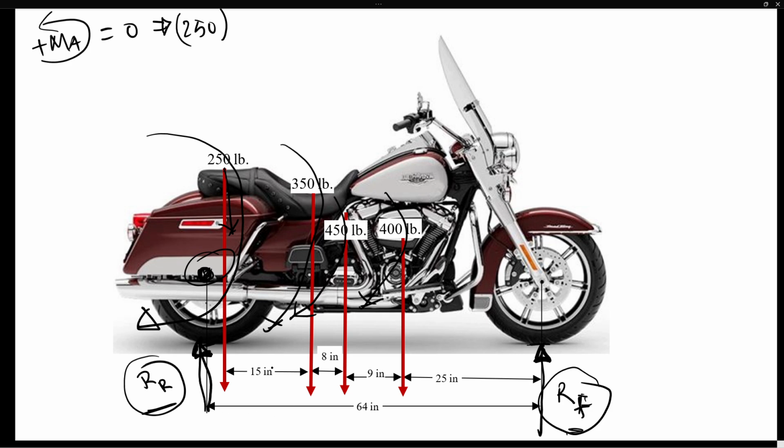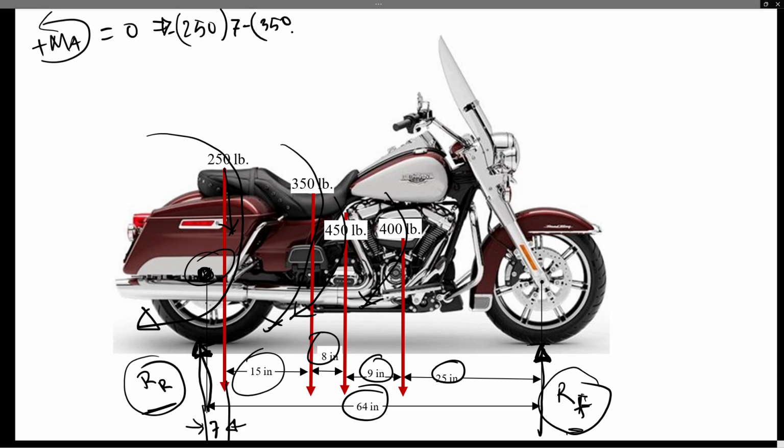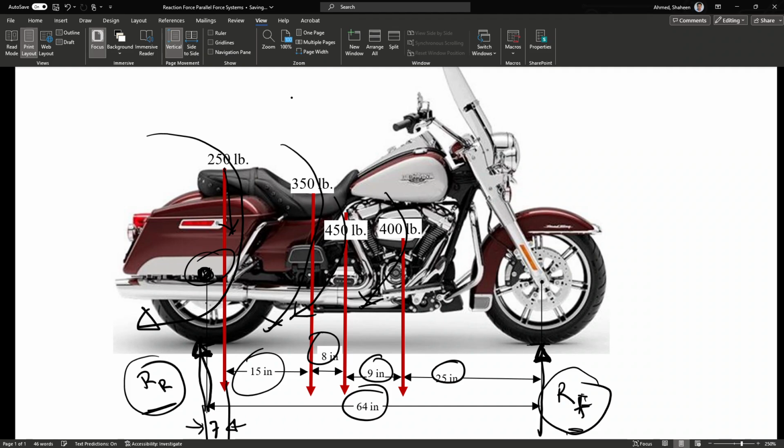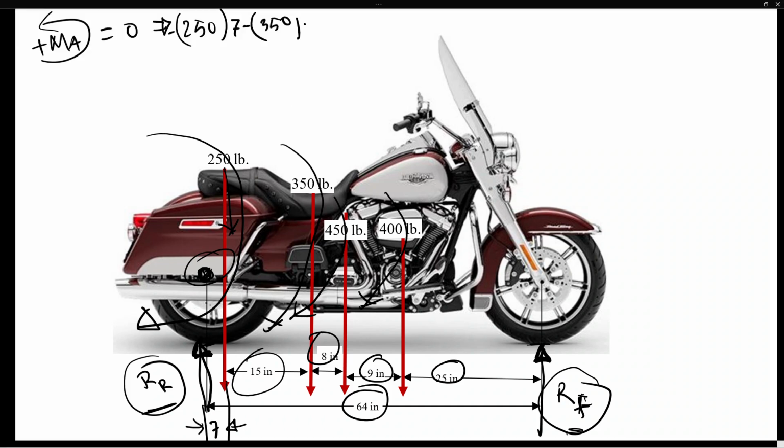So if you subtract all of these numbers from the 64-inch wheelbase, that will give you the distance from the rear wheel of that passenger load, which is 7 inches I found. So 7 inches, and then minus 350 pounds, and that is 7 inches plus 15, so that's going to be 22 inches I calculated, minus that 450-pound chassis weight, and that is another 8 inches away. So that's 30 inches away, and then minus the 400-pound engine weight.